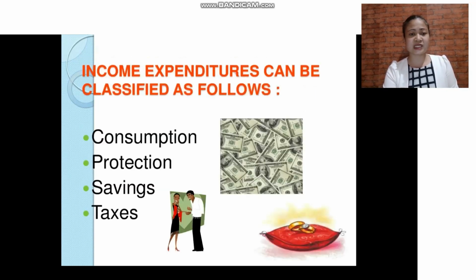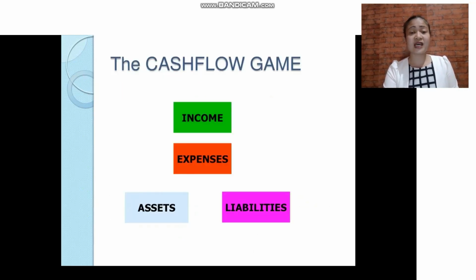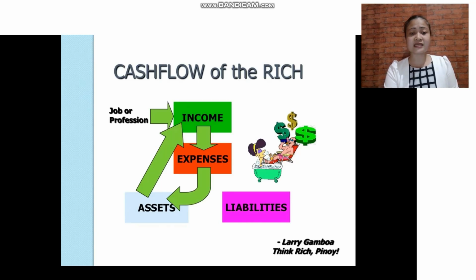Income expenditures can be classified as follows: first, consumption, protection, savings, and taxes. The cash flow game shows here the income, the expenses, the assets, and liabilities. So if we have a job or passion, you will get income. Then when you have money, you will use it for different expenses and for your assets. The liabilities are also included.